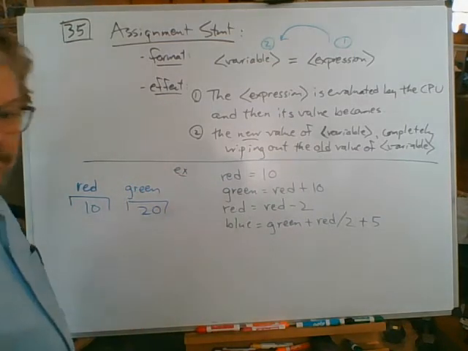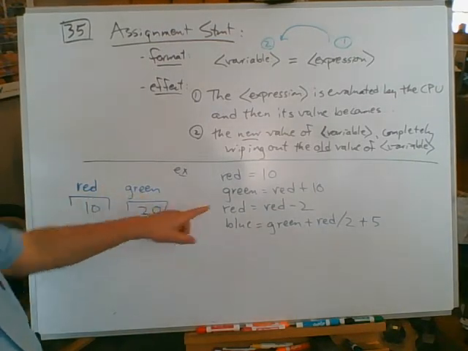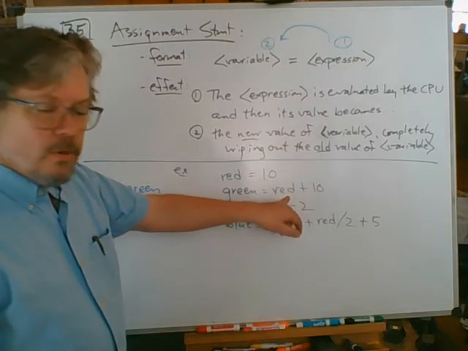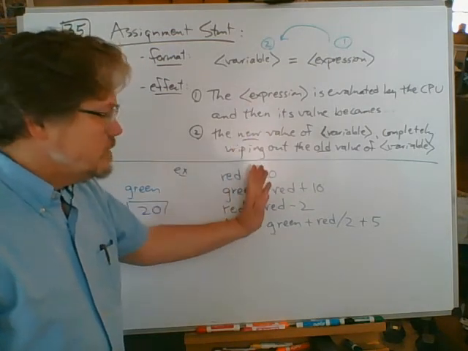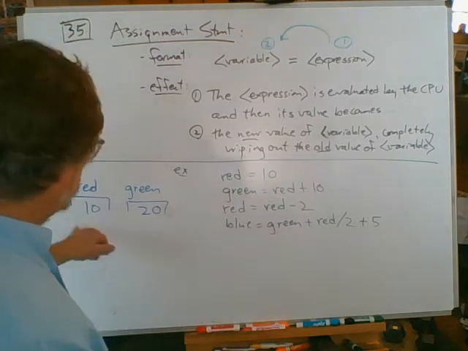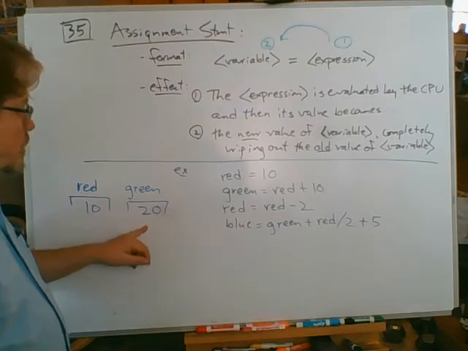20. Review. First we set red equal to 10. Then immediately, hot on the heels, we use the value of red that we just put in there as part of an expression on the right-hand side of the next assignment statement. The value of red in that case was 10. 10 plus 10 is 20. The 20 goes, in step 2, into variable green.